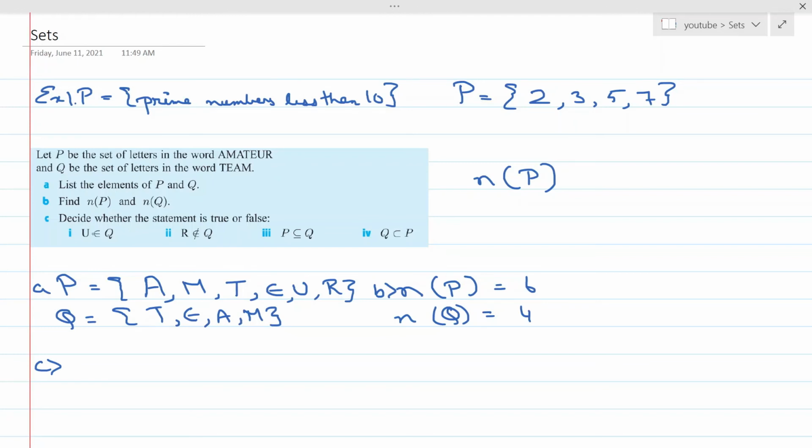So here we need to decide whether a certain letter belongs to the set or not. So the first part of this is U belongs to Q. So does the letter U belong to our set Q? No, it does not. So this statement, U belongs to Q, is going to be a false statement. What about the second part? So the second part is R does not belong to Q. So R is not a part of our set. Therefore, this would be a true statement.